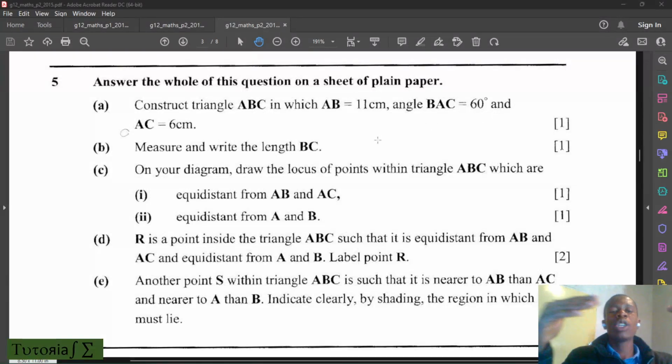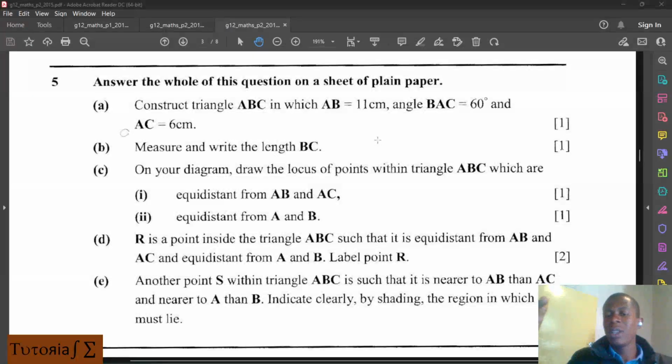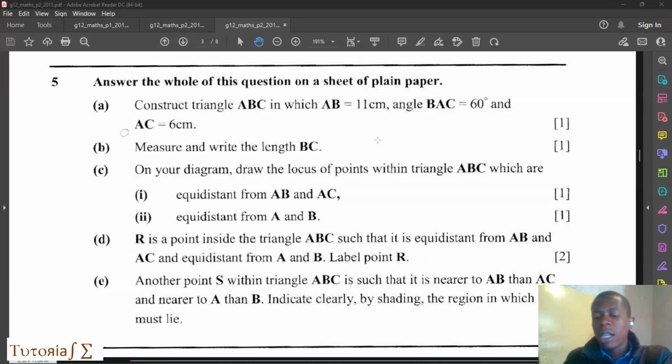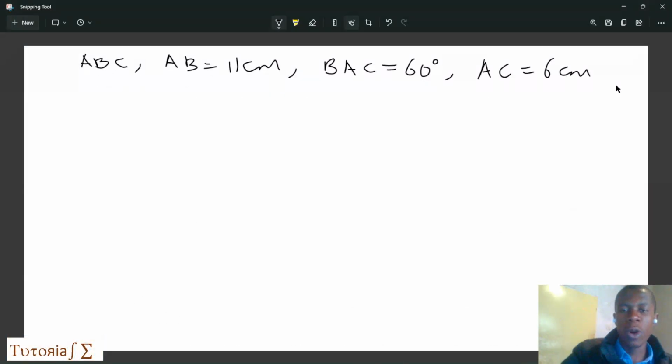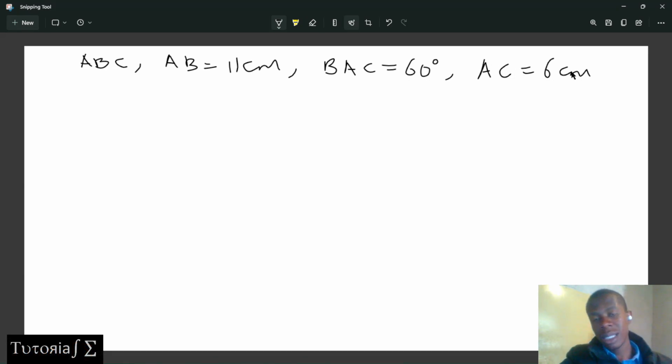So how you solve these questions, you go step by step. You solve part A first, then you go to part B, then part C, and so on. This is simple. These marks are a giveaway, and it is very possible for you to get 100%. So let me pull out my drawing pad. We are drawing a triangle ABC. We have AB, which is 11 centimeters, BAC 60 degrees, and AC, which is 6 centimeters. The first part that we've been given acts as a base for our drawing.